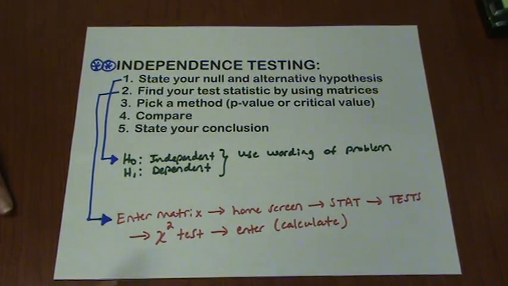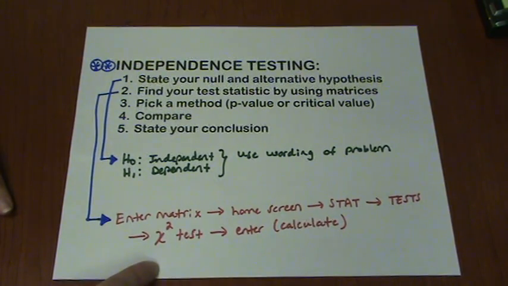But basically, you want to enter your matrix, go to home screen, then you go stat test, chi-square test, and then enter. And it calculates, number one, your p-value. So it's really easy to do p-value method here. And then it also gives you your chi-square test statistic, and then you want to use your table just like we did with goodness of fit. Step 4, compare, and then step 5, state your conclusion.